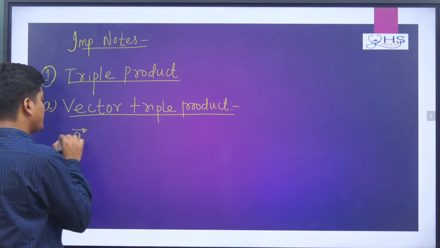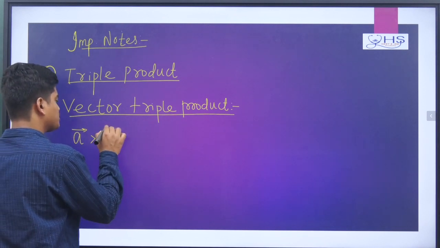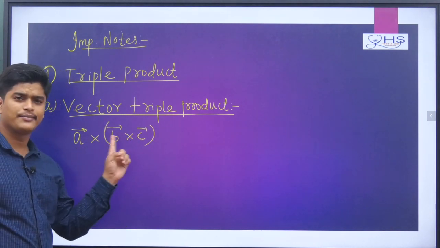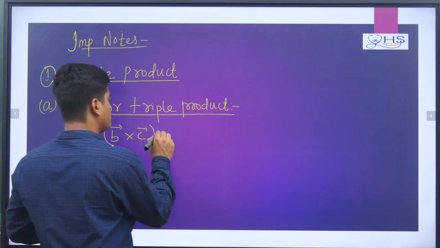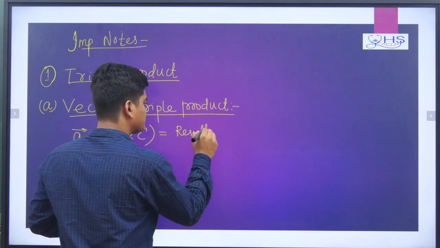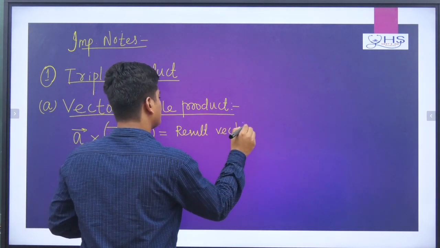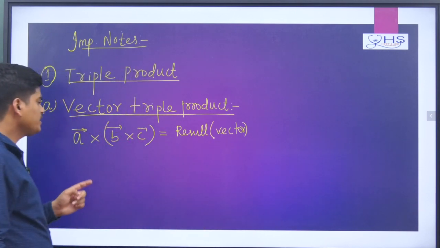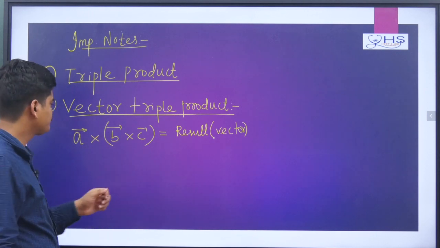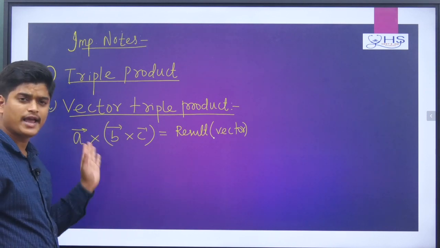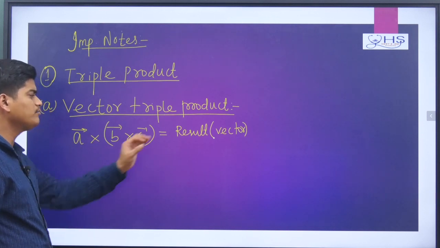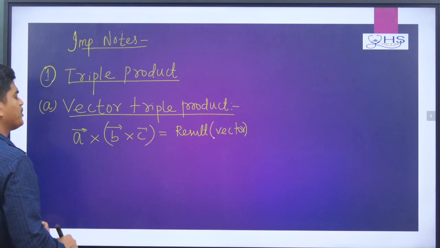Now if I say A vector cross B cross C, so 3 vectors I took, and in between I gave the cross sign. Now this result will be a vector. So the result is a vector, and that's why its name is vector triple product. You see, B cross C will give a vector, and you are again doing a cross with A, so again another vector will come. That's why the result is a vector, and that's why it is vector triple product.